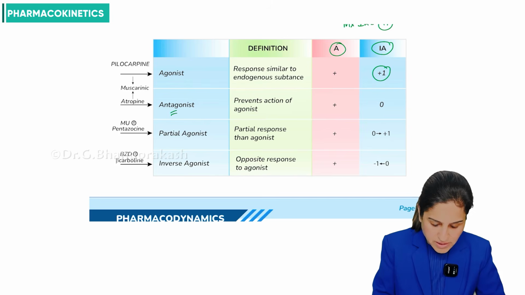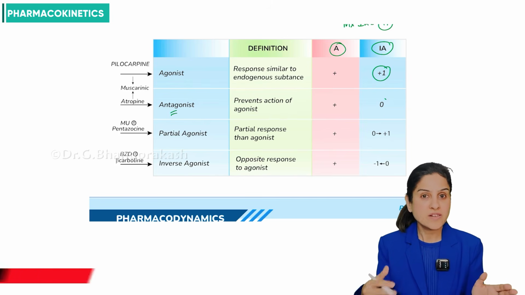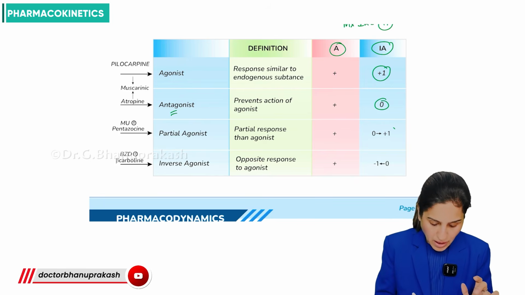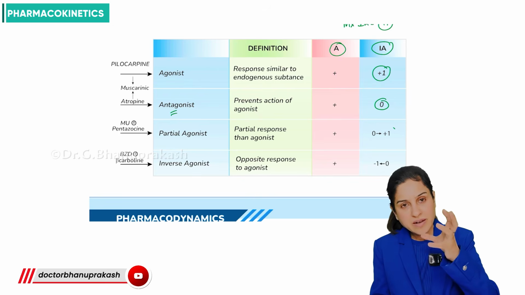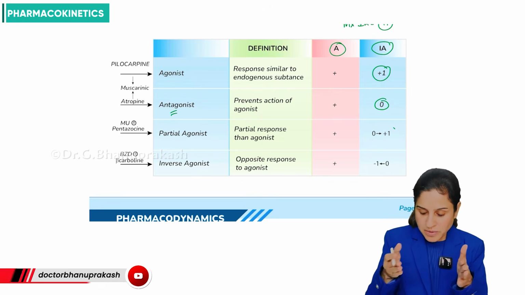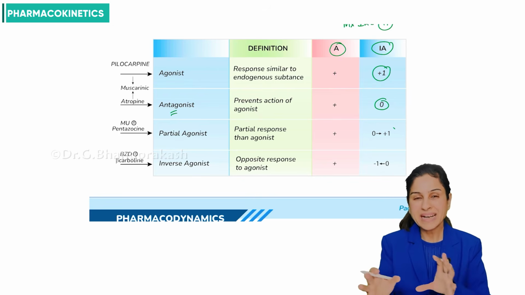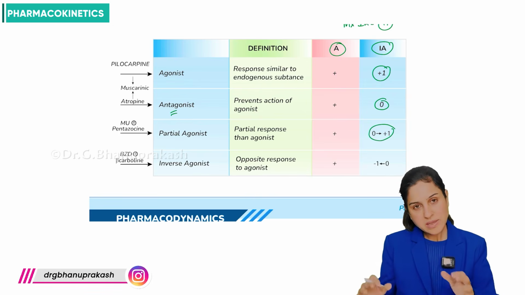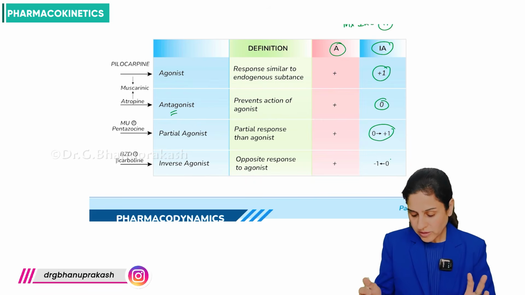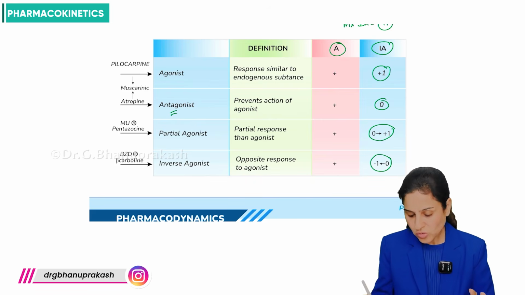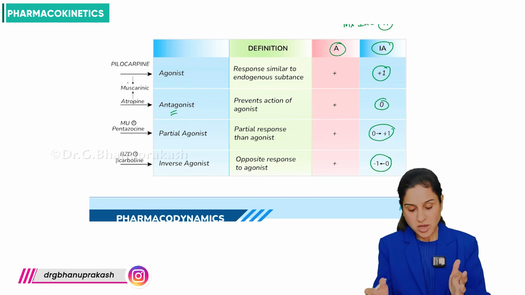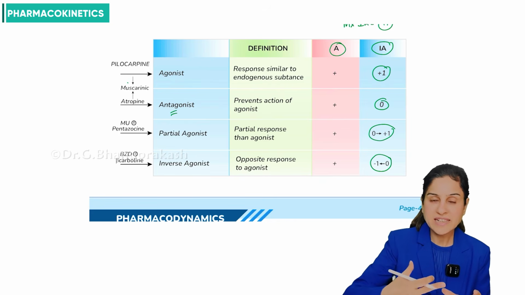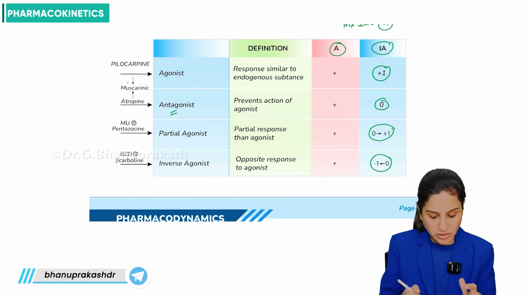Now antagonist, it does not have any response or intrinsic activity. So its intrinsic activity is 0. Partial agonist, the response is sub-maximal. So it will be between 0 and 1. It won't be 1, but slightly less than 1. So it's 0 to 1. And inverse agonist, it works in the opposite direction. So it would be from 0 to minus, or -1 to 0, you can say. So if an agonist is increasing the heart rate, the inverse agonist is going to go in the opposite direction and cause a decrease in the heart rate. So these are certain examples.